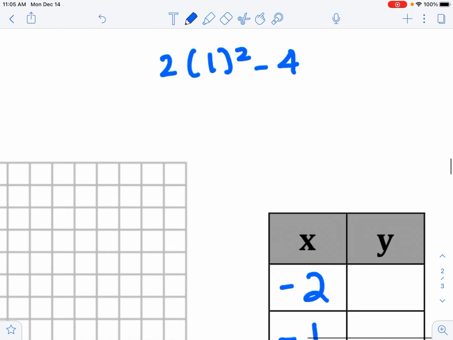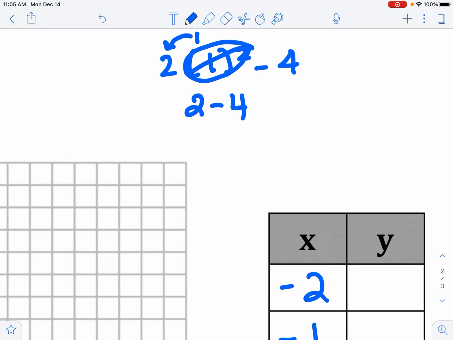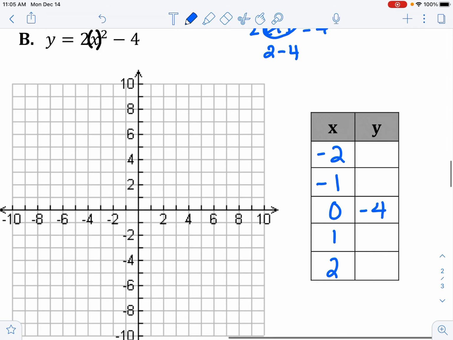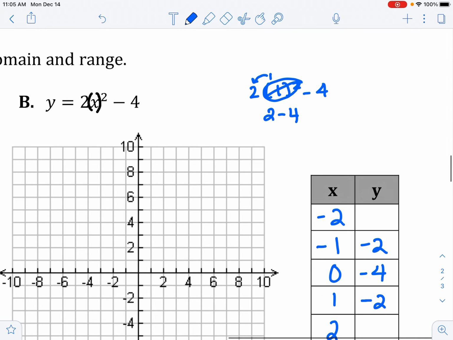So remember, you need to do your order of operations here. I'm going to square the 1 first. That's 1. 1 times 2 is 2. And then I need to subtract 4. 2 minus 4 is -2. So I know both of those are -2.